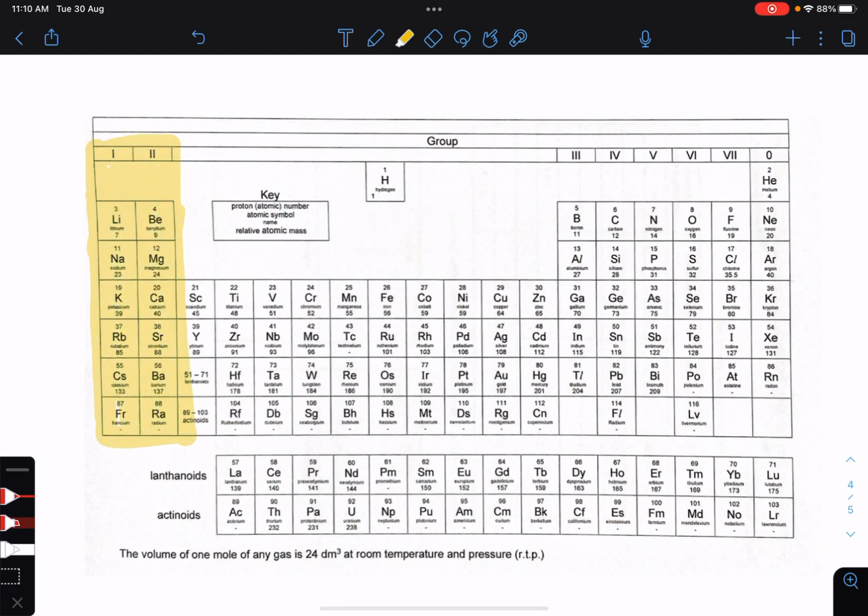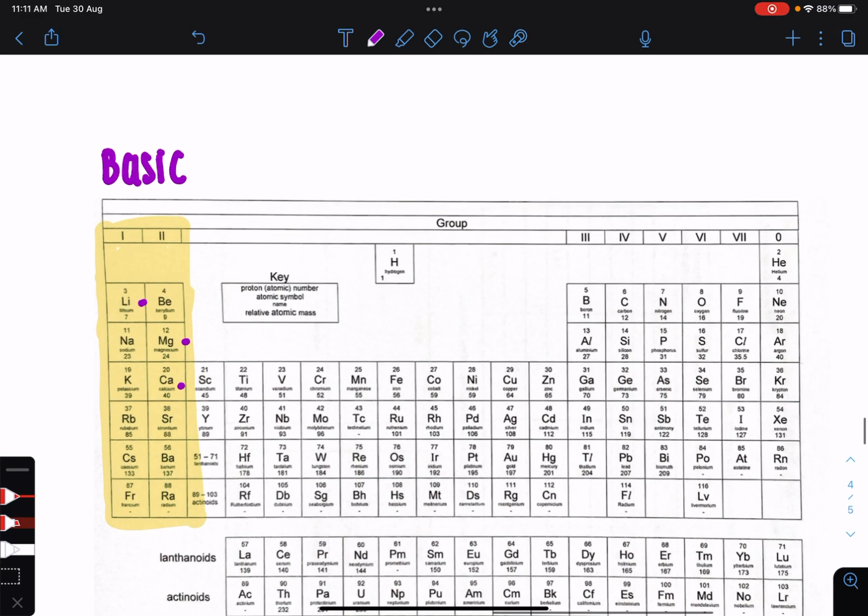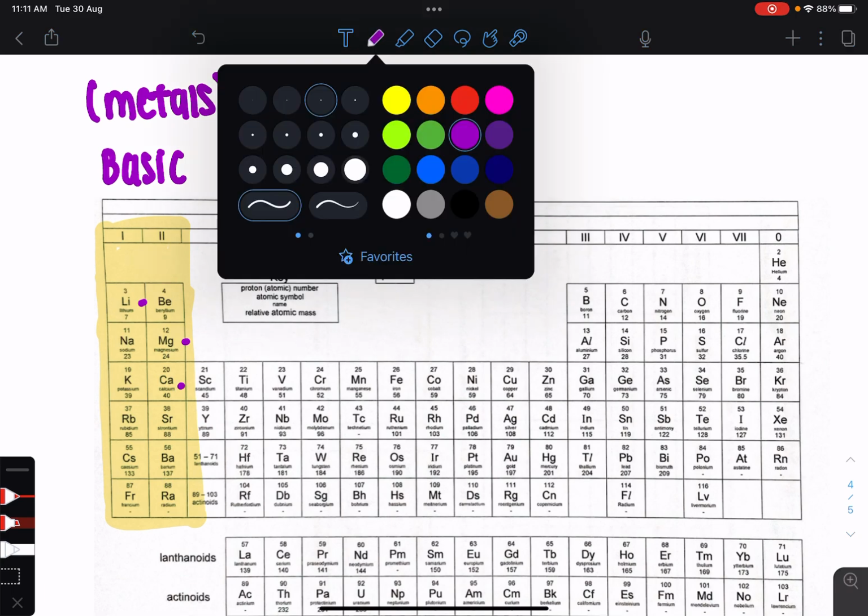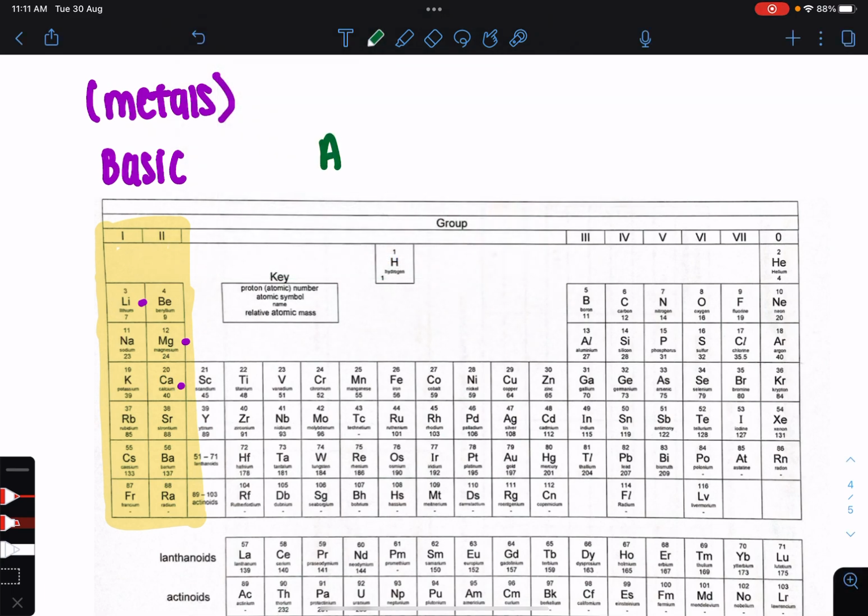So all of these will form basic oxides. So lithium oxide, magnesium oxide, calcium oxide, all of these are basic. So all the metals will mostly form the basic oxides, right? So that's B. And then the next one in the list will be amphoteric oxides, right?